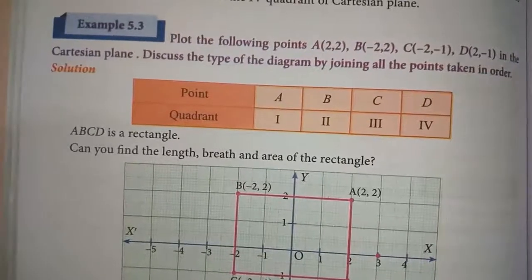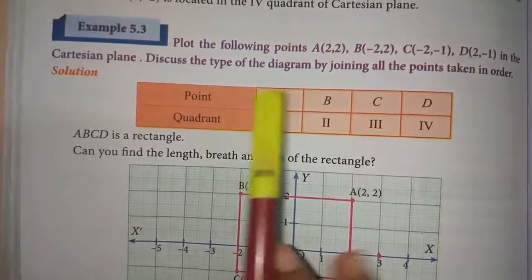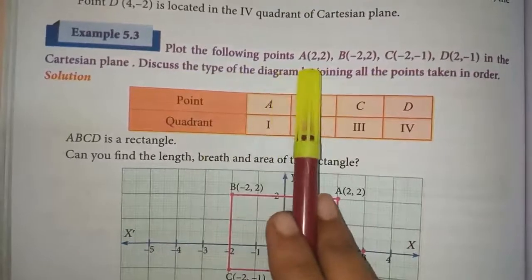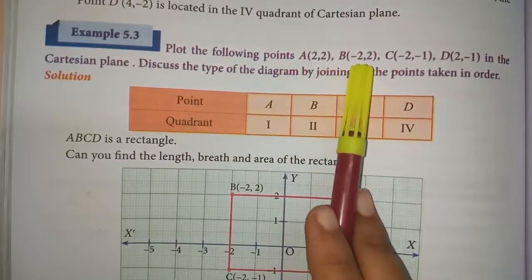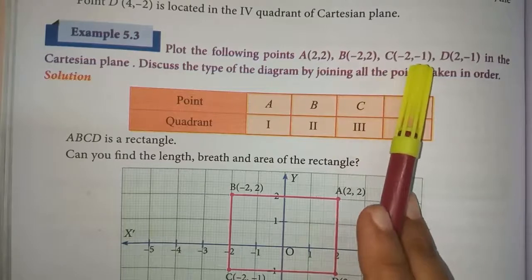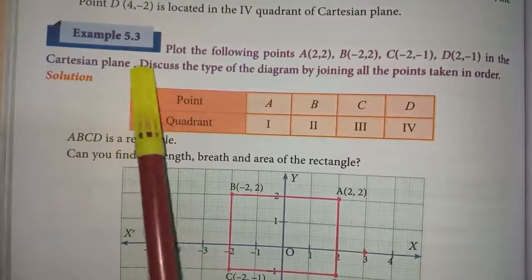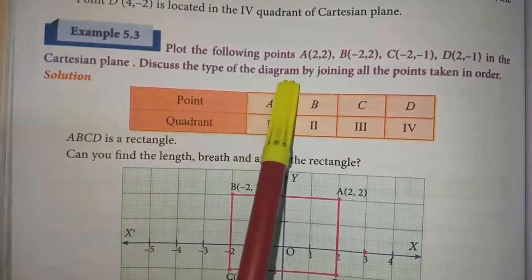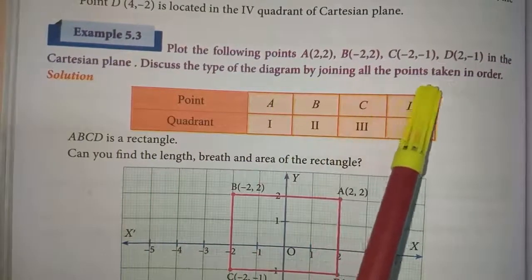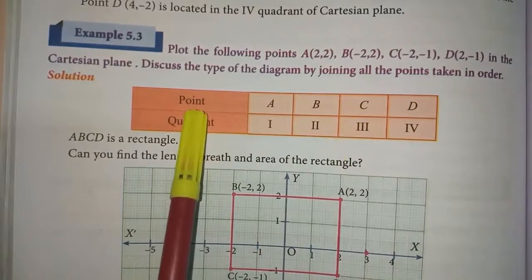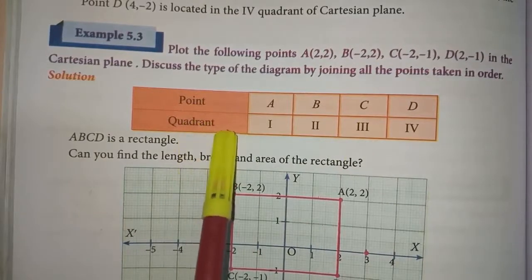Example 5.3, which is on page number 192. Plot the following points: A of 2, 2, B of minus 2, 2, C of minus 2, minus 1, D of 2, minus 1 in the Cartesian plane. Discuss the type of the diagram by joining all the points taken in order. So solution, the points and the quadrant.